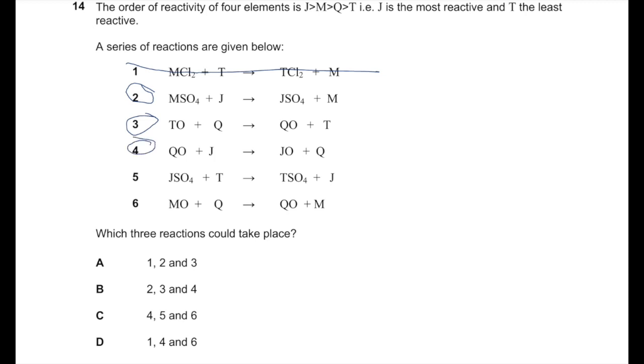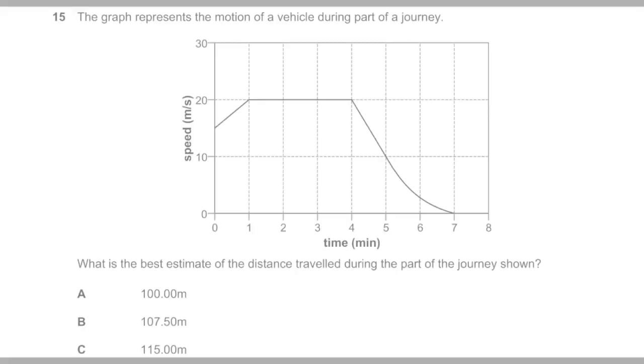5. JSO4 plus T goes to TSO4 plus J. This cannot occur because T is less reactive than J. 6. MO plus Q goes to QO plus M. This cannot occur because M is more reactive than Q. Therefore, the answer to this question is B. And that's question 14 completed.